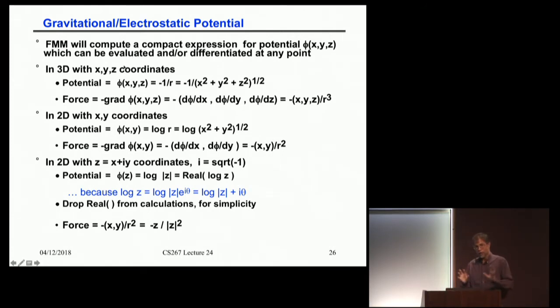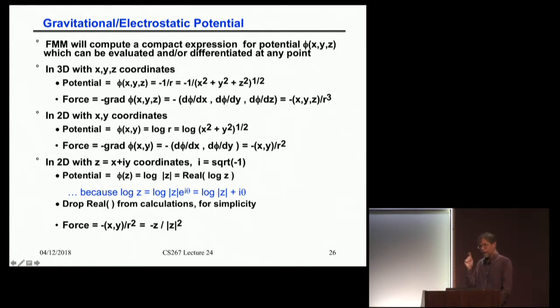So just to remind you, what's the gravitational potential in 3D? It's an inverse 1 over r law, 1 over the distance. So there's the distance between a particle at x, y, z and the origin. And if I know the potential, how do I get the force? I just compute its gradient. I differentiate the potential with respect to x, y, and z, and I get the usual expression, the vector pointing from the particle to the origin divided by its length cubed. So what the fast multipole method is going to do is give you an expression like this to differentiate, and then you can get the force.